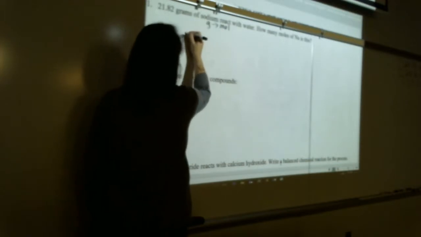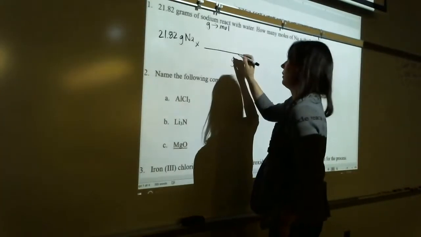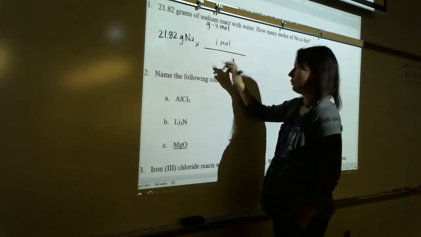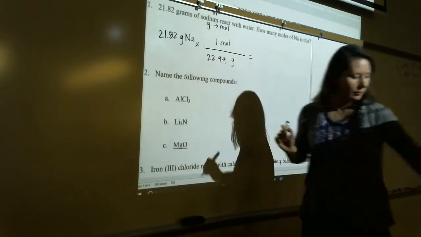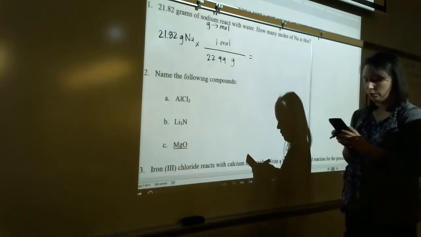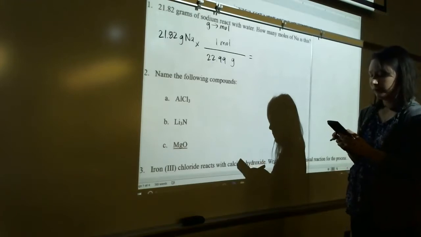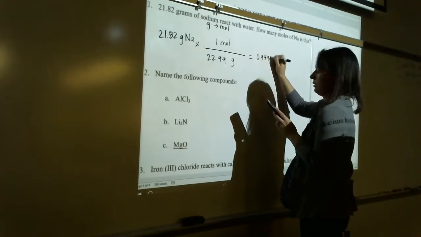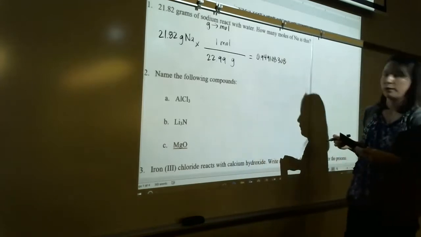So 21.82 grams Na. Does grams go on bottom or on top? Right, grams goes on the bottom, 1 mole goes on top. And then what goes here? It's molar mass, so it's 22.99. So this is going to be really close to 1 mole, 21.82 divided by 22.99. All right, my calculator tells me 0.949108308.